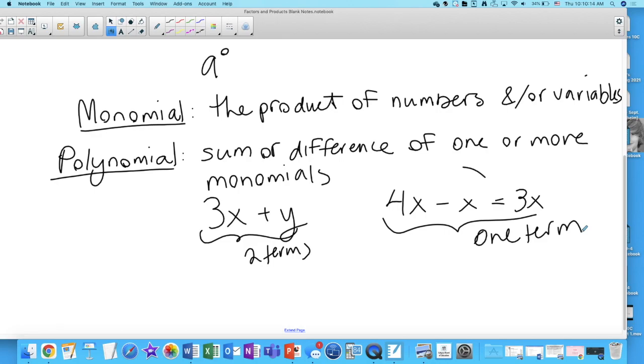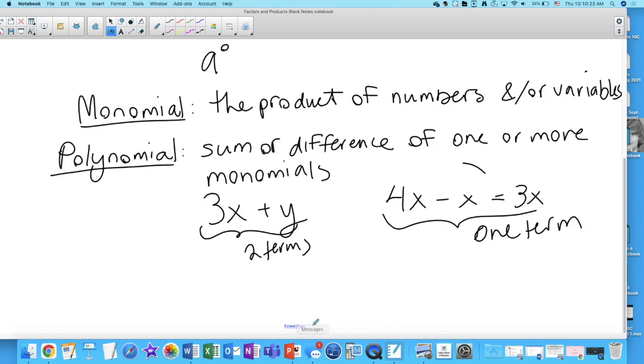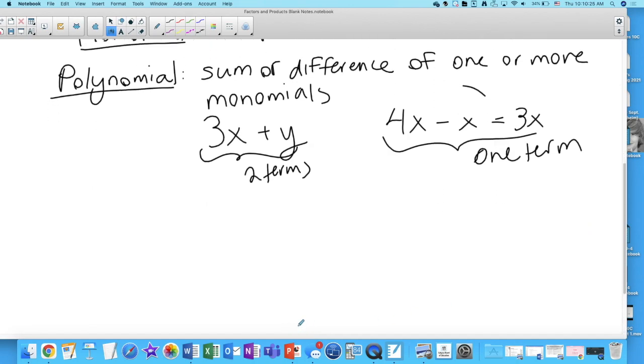Okay? Talking about simplifying polynomials, polynomials can be simplified when they contain like terms. So let's discuss how do you tell if 2 terms are like.